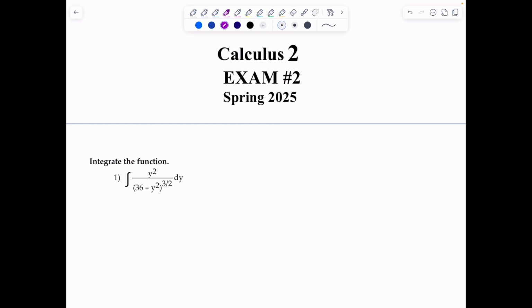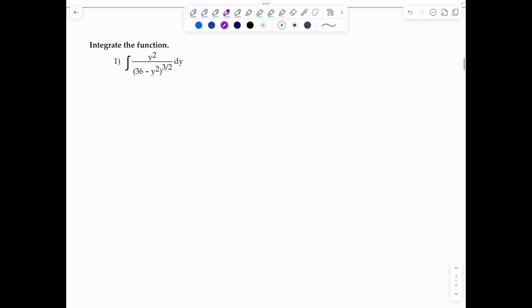10 questions. Integrate the function. We have y squared over 36 minus y squared, all raised to the 3/2 dy. Find the integral. So first thing you want to think through, what are my options for integration techniques? And I usually go, can we do u sub first? And then if u sub doesn't work, which in this case it won't, then I start thinking, okay, maybe by parts, and then trig sub, and then partial fractions, etc. Go through the checklist in your mind.